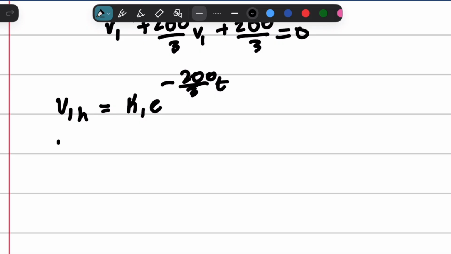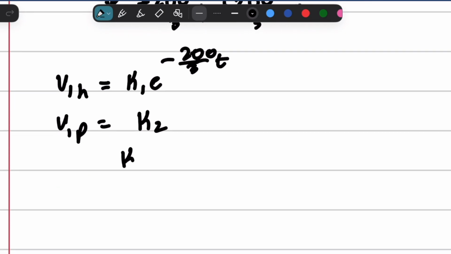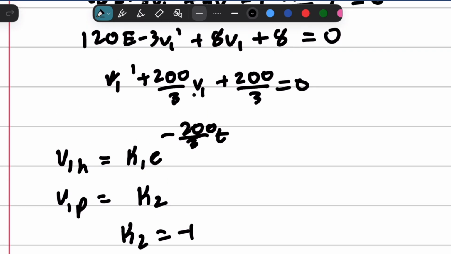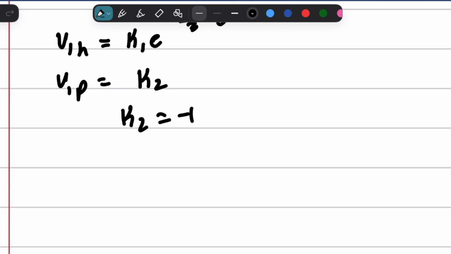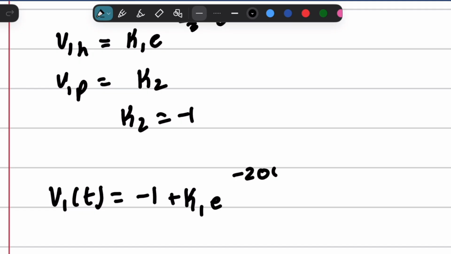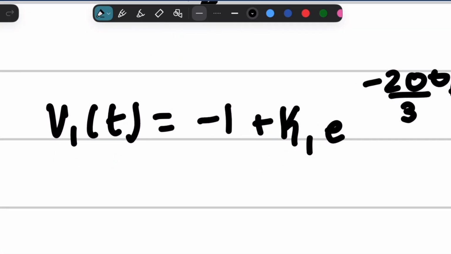And V1p is equal to K2. Plug in this K2, this guy cancels, and we have a negative 1 right here. K2 is equal to negative 1 because plug in K2, subtract this side, they're the same. We'll get negative 1. And let's go ahead and plug it in. V1 of t is equal to negative 1 plus K1 e to the negative 200 over 3t. And we are going to plug in what initial condition?